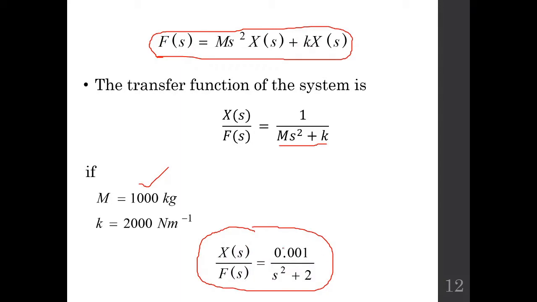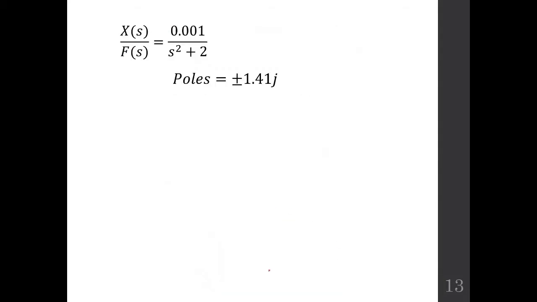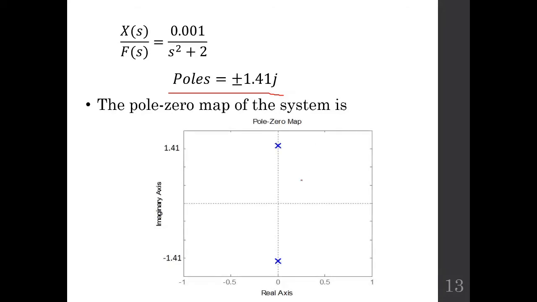Now in the next step, we have to draw the pole zero plot of this transfer function. So the zero is at 0, but if you find the poles, then it will have complex poles at 1.41. So on the pole zero map, we'll simply say that on the S plane, one pole is at 1.41 and the other one is at minus 1.41. So this is the pole zero plot of the previous example.